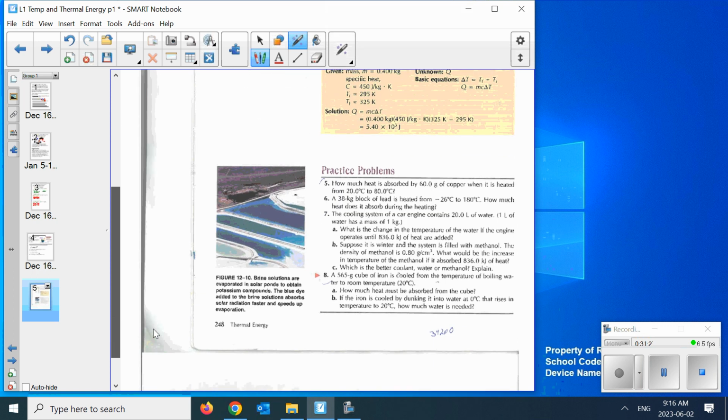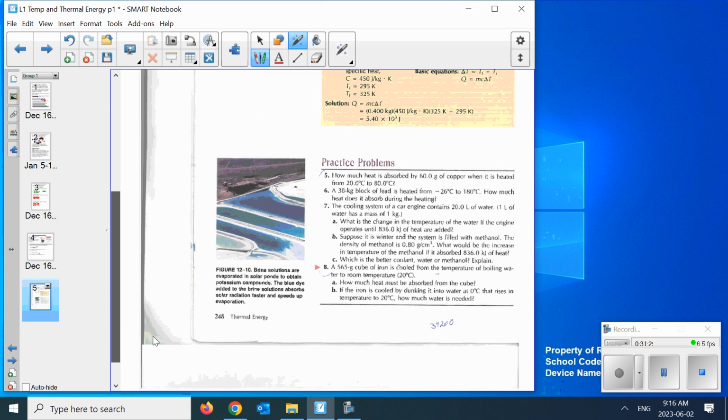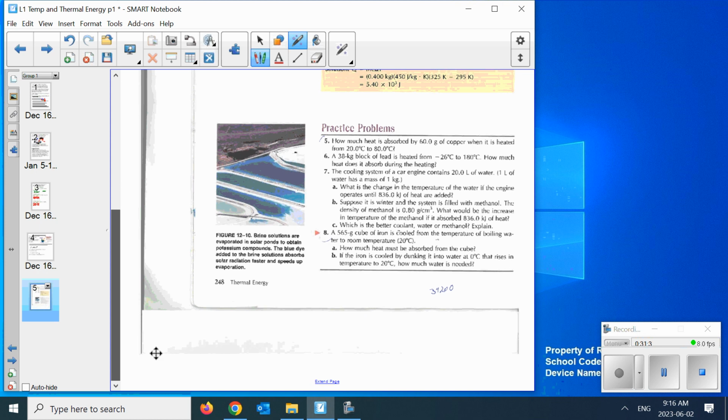Now, let's do an example together. How much heat is absorbed by 60 grams of copper when it's heated from 20 to 80 degrees Celsius? Now, a Celsius degree is the same as a Kelvin degree, so it doesn't matter. We're looking at number 5 again. I'll just do it right now.